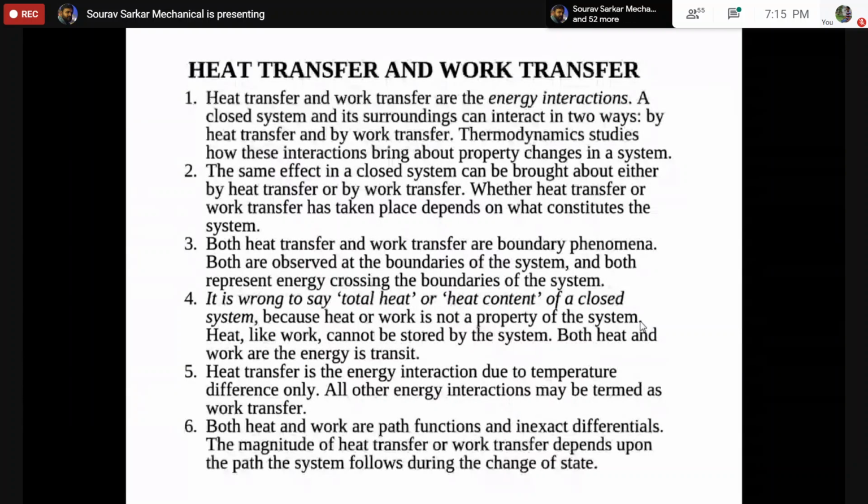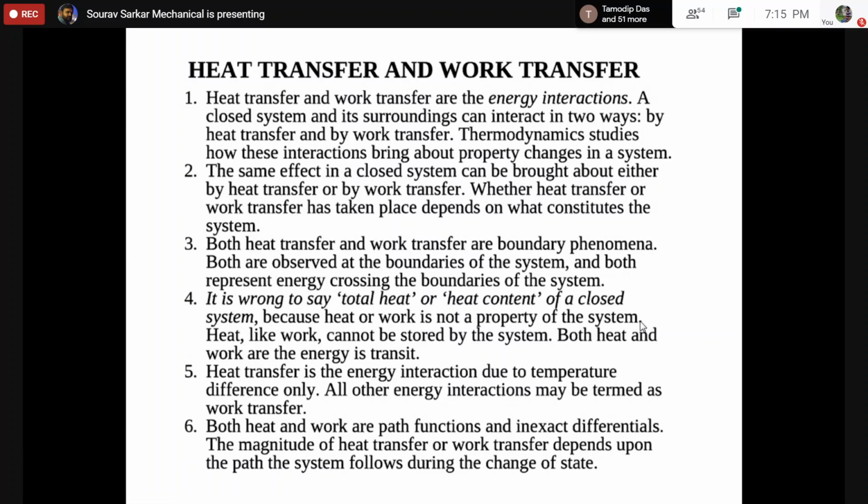It is trying to say that for energy interaction by heat transfer, a temperature difference is necessary. If your surrounding and the system are at the same temperature, but you still want to transfer energy, in that case you have to go for a work transfer. You can't go for a heat transfer. Only if the temperatures of body 1 and body 2 are different can you have a heat transfer.